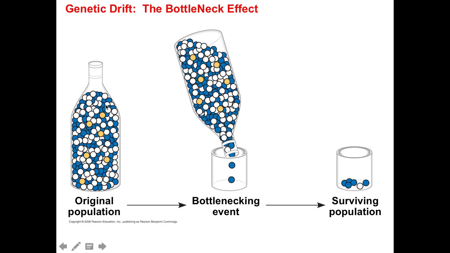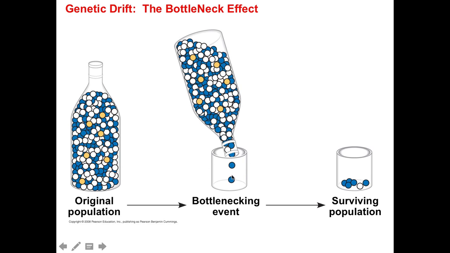Let's pretend all of these little marble-looking things in there are organisms. So you can see that the original population in the quote-unquote bottle has blue and white and yellow. Now, for some reason, we have a natural disaster like an earthquake or a tornado or a fire. Well, only a few of those organisms escape and make it out.